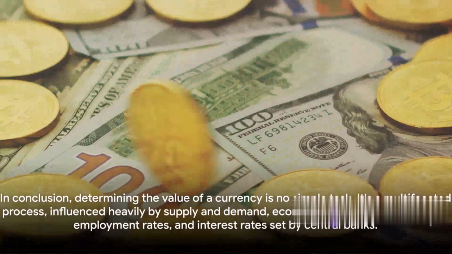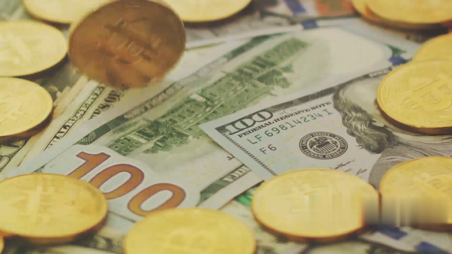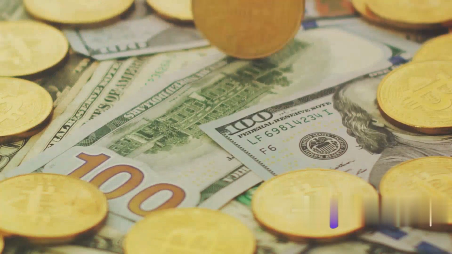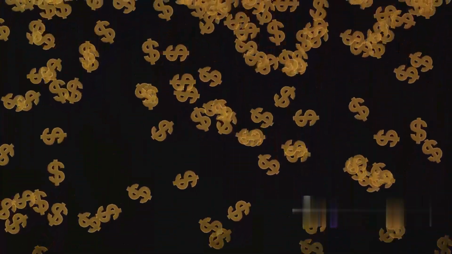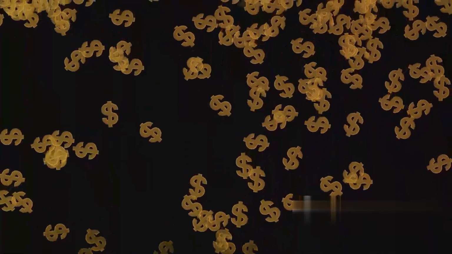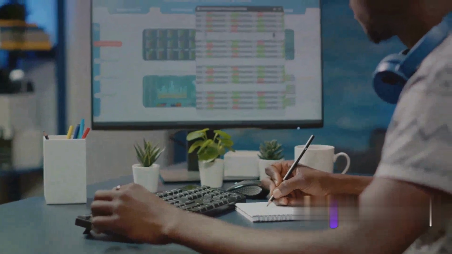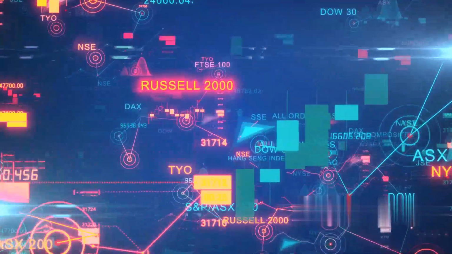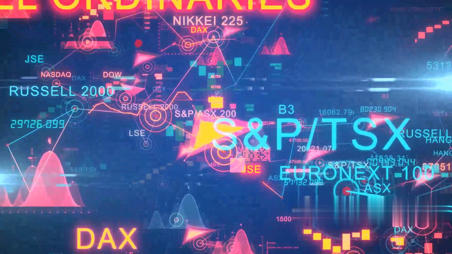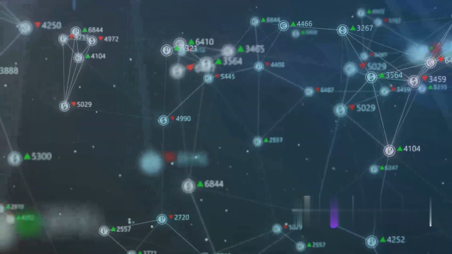In conclusion, determining the value of a currency is no simple task. It's a multifaceted process, influenced heavily by supply and demand, economic indicators like GDP and employment rates, and interest rates set by central banks. The stability of a country's political environment and its economic performance also play significant roles. Trade balances, inflation rates, and government debt levels are other factors that can sway the value of a currency. And let's not forget the impact of global events, market speculation, and technological developments. These factors are all interconnected, creating a complex web of influences that can push and pull on a currency's value.